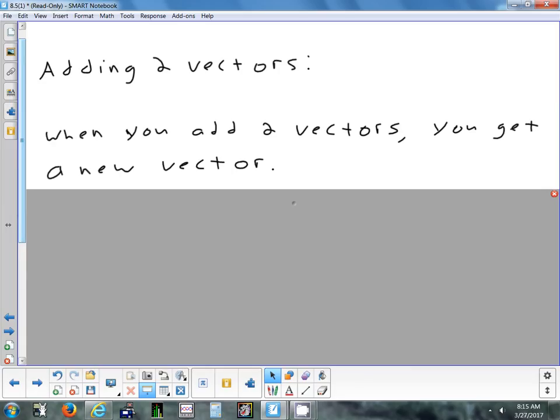One way to think of it is, let's say you were pushing on something, like if there was an object here, and you were pushing up on it, and then somebody else was pushing right on the object, what direction would the object move? It'd go up and to the right, yeah. So the result would be a new vector with a direction up and to the right, and there would be a new force.